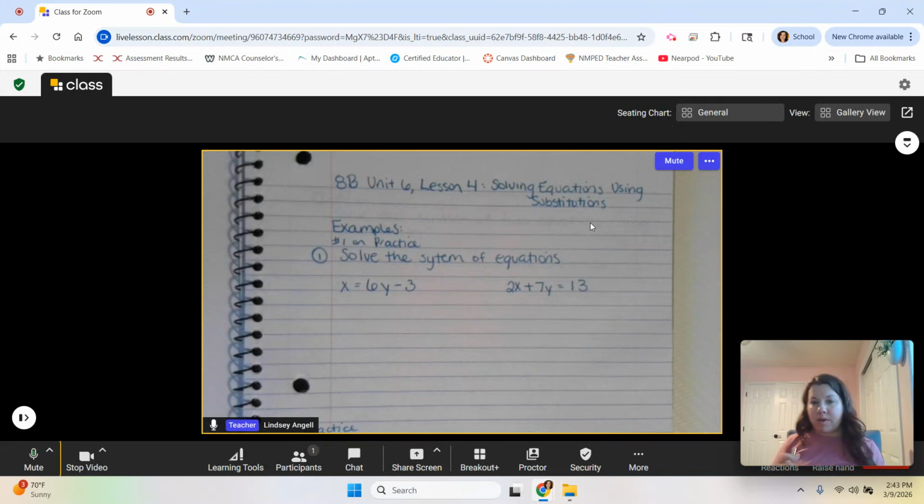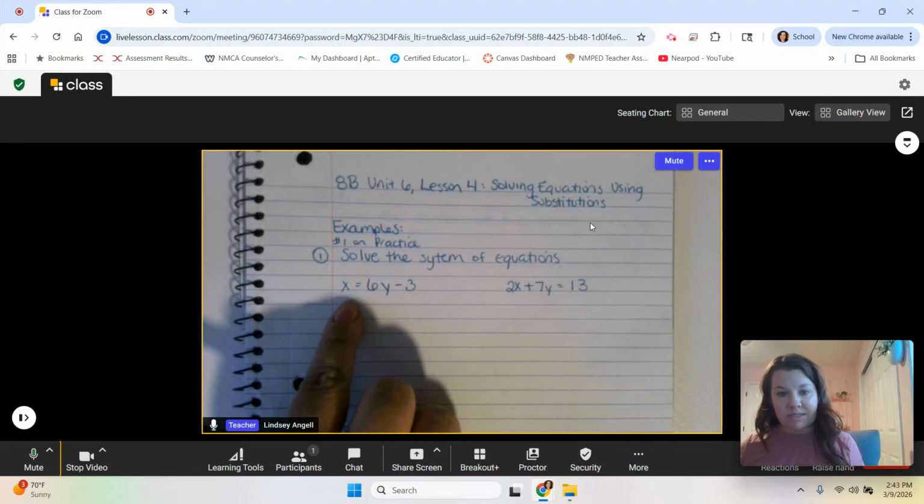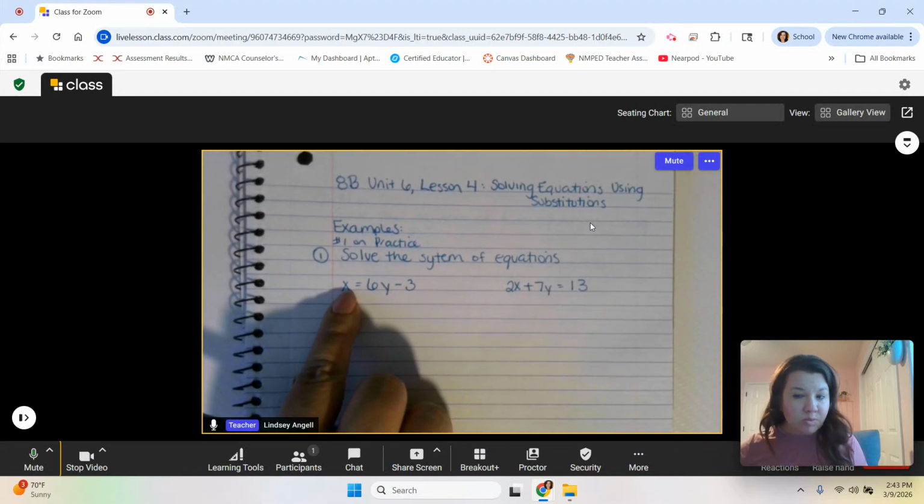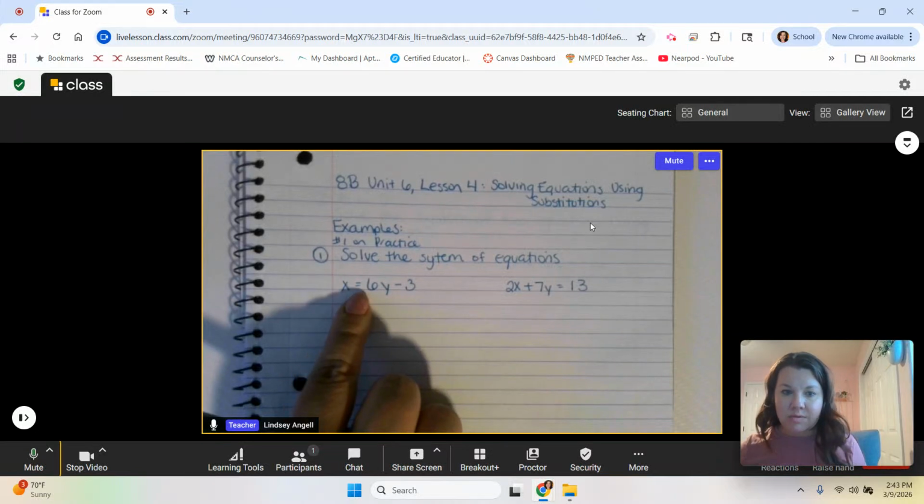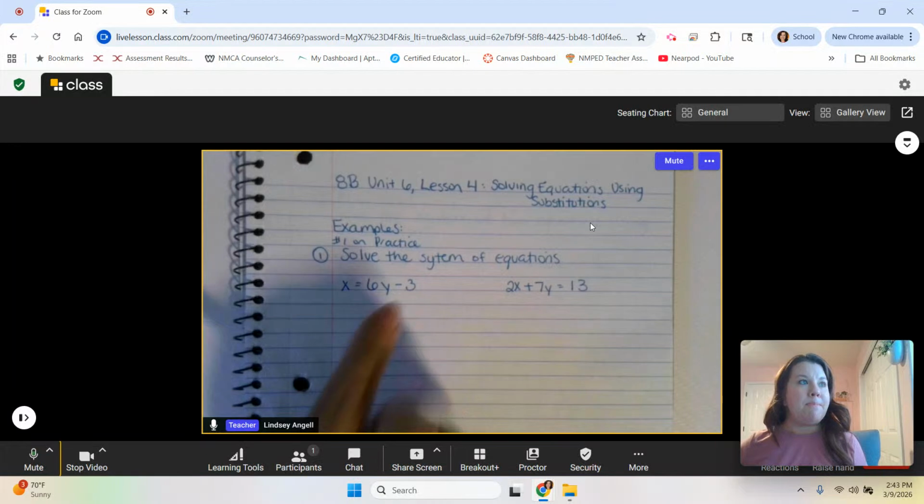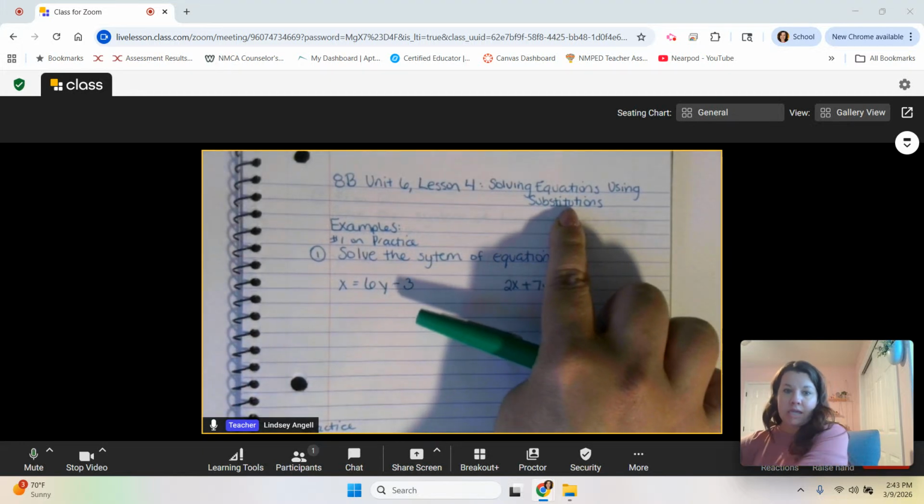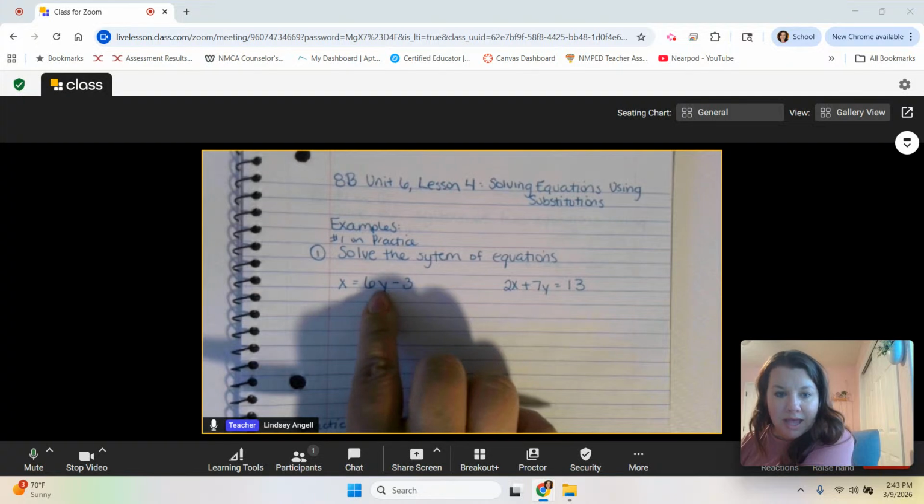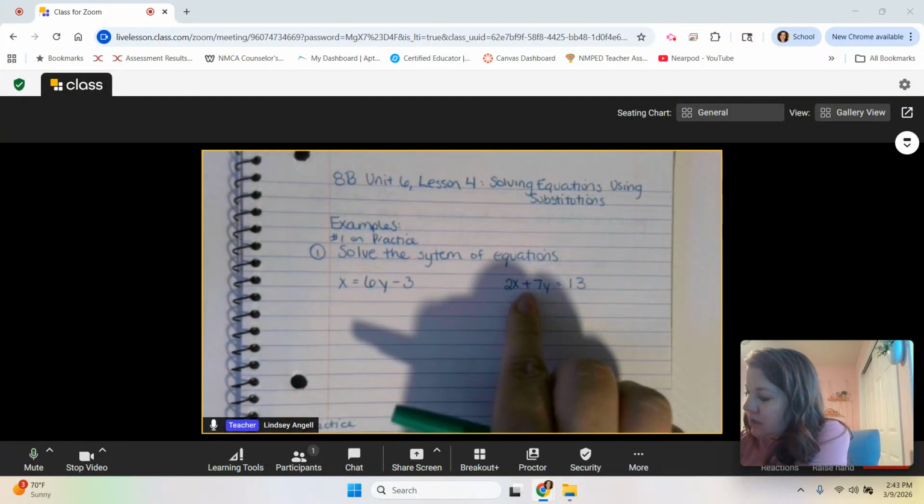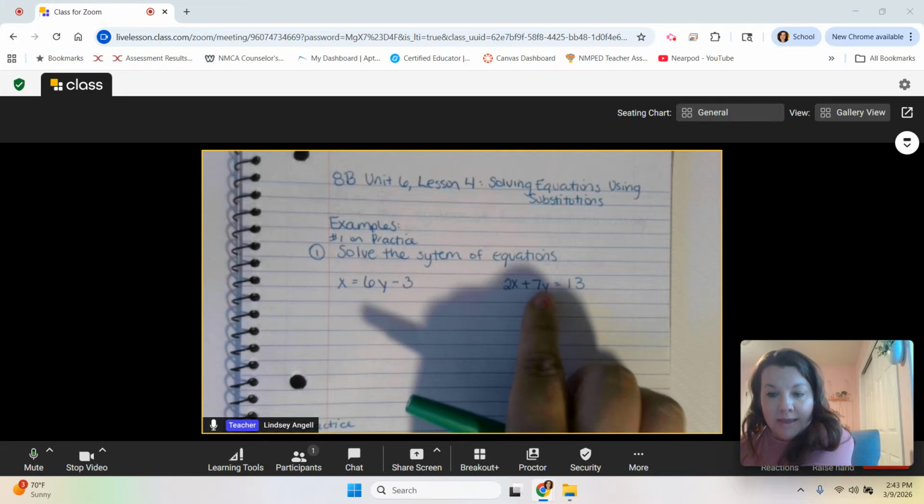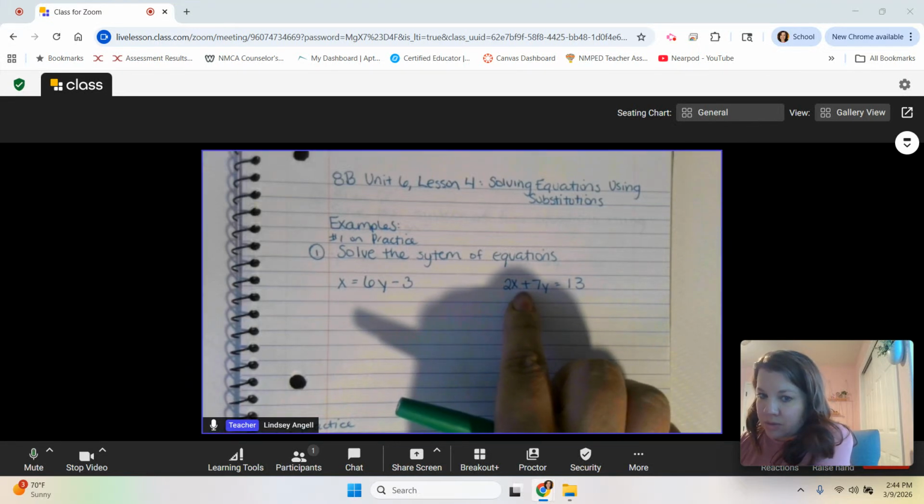With this particular example, the first equation tells us what x is equal to. It says x is equal to 6y minus 3. So, using substitution, I can plug this value into the other equation to figure out what y is equal to. Here's what I'm going to do.